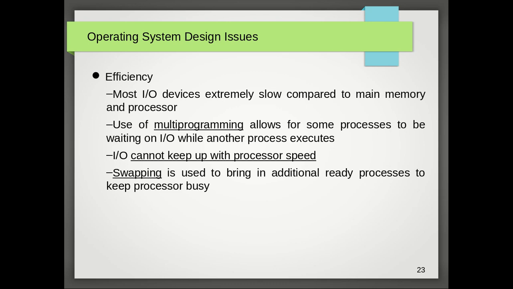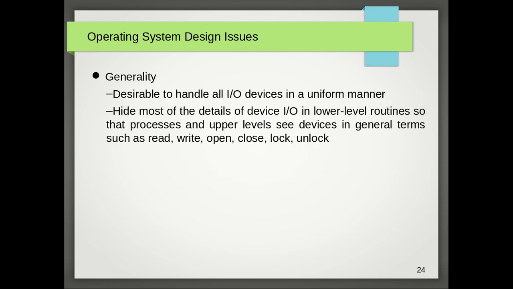Then swapping is used to bring additional ready processes to keep the processor busy. The swapping concept we are also going to study in coming slides. Then generality, so it is desirable to handle all IO devices in a uniform manner. So hide most of the details of the IO device in lower level routines, so that the processor and upper levels see the device in general terms, like only read write operations, open close operations. So we try to find the generality.